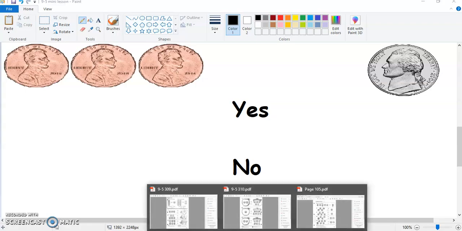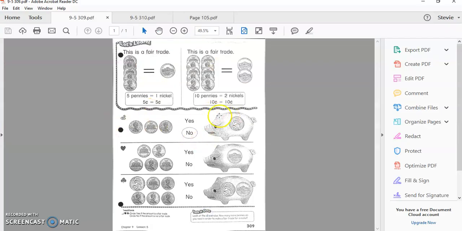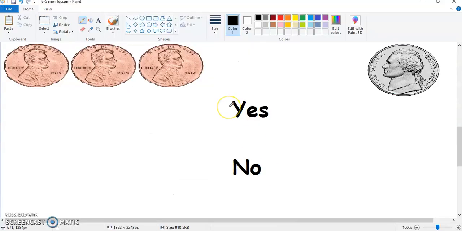So on your page, right here, we're going to do this one together, this top row, the ducky row. Look at the ducky row. We are asking if it's a fair trade. We're going to circle yes if the amount is a fair trade, and we're going to circle no if the amount is not a fair trade.